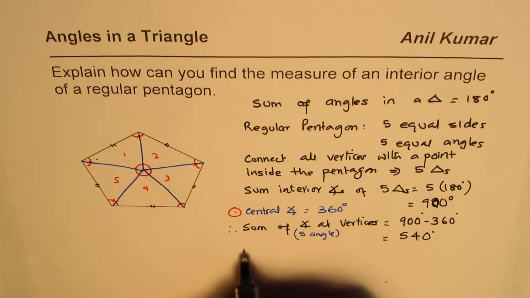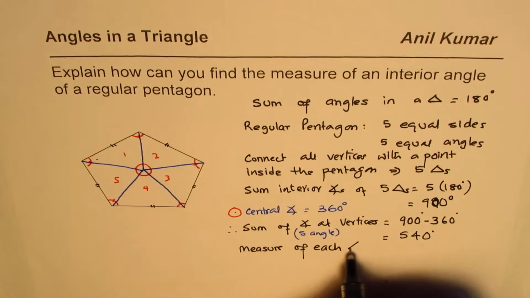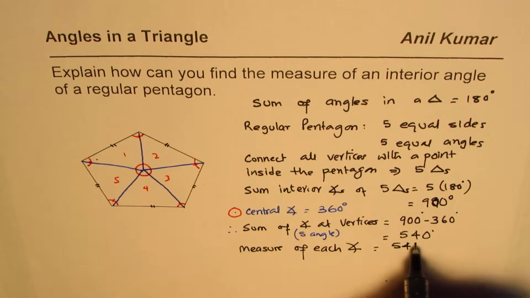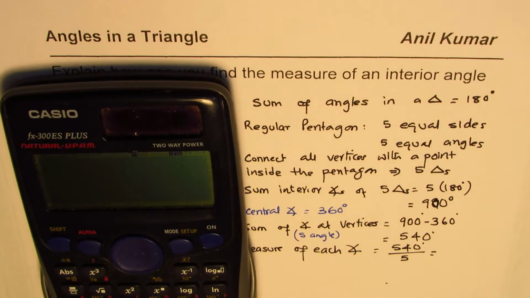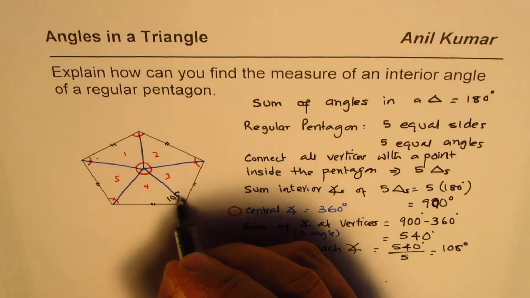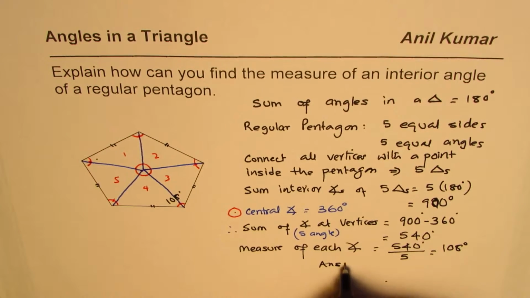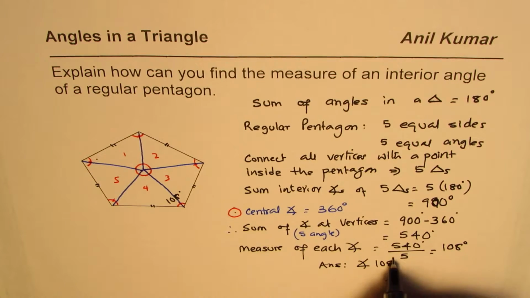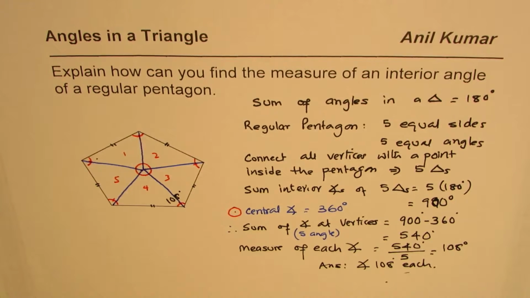Therefore, we can say the measure of each angle, all are equal, right? So each angle is how much? It should be 540 degrees divided by 5. Correct? So let's divide 540 by 5. What do we get? Divided by 5 gives us 108 degrees. So each angle is actually 108 degrees. So we have found our answer, that the measure of each interior angle is 108 degrees. All are equal, right? So that is how you can find the measure of any angle for a regular pentagon.